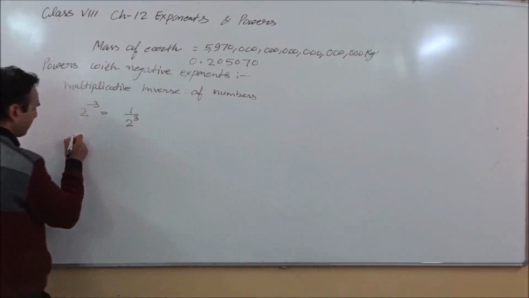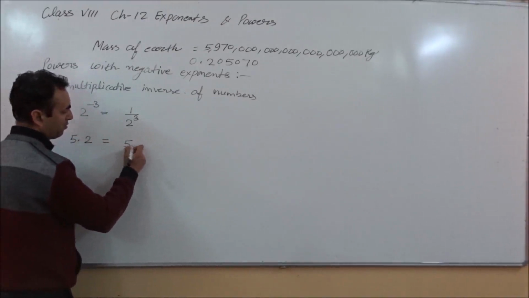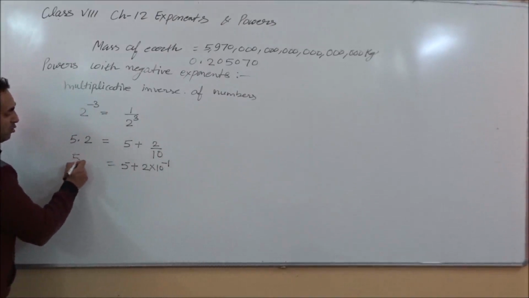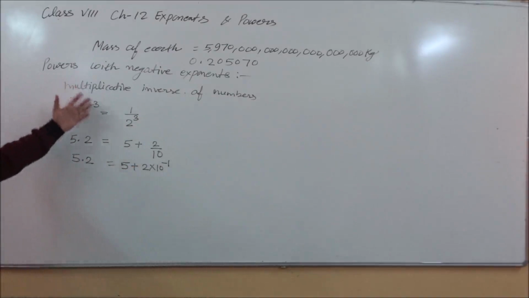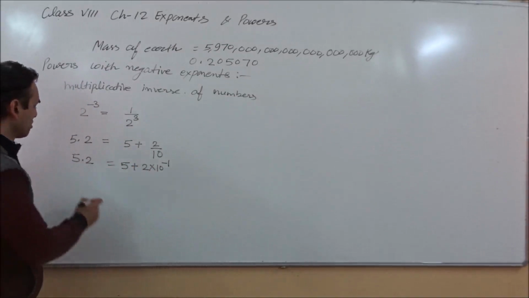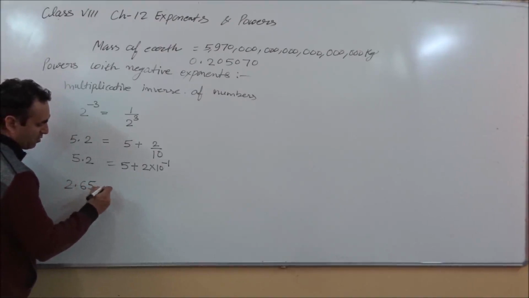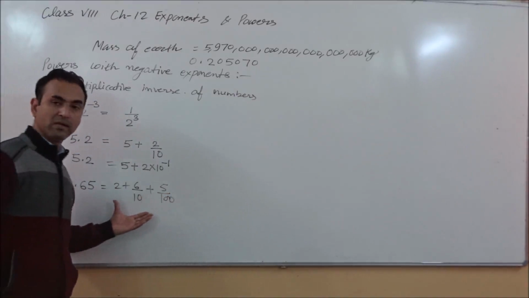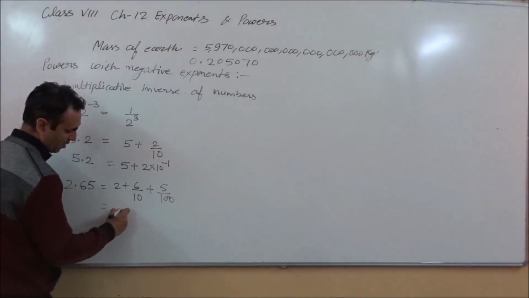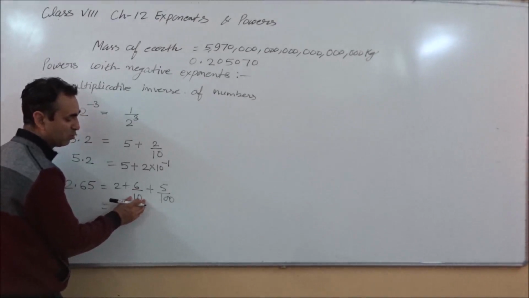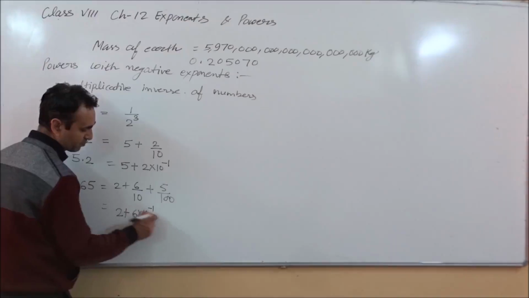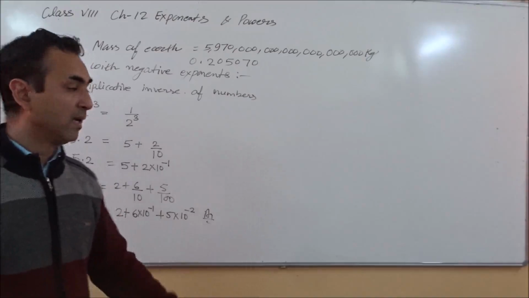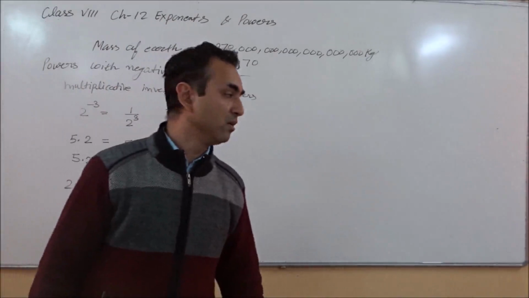Sometimes we are given a decimal number like 5.2. So how can we write it? 5 plus 2 upon 10, and 2 upon 10 can be written as 2 into 10 raised to minus 1. So 5.2 can be written using the negative exponent as 5 plus 2 into 10 raised to minus 1. Suppose a number 2.65 is given, then you can write 2 plus 6 upon 10 plus 5 upon 100. You know this is decimal chapter knowledge. Now we are just changing the denominator into exponent form: 6 into 10 raised to minus 1 plus 5 into 10 raised to minus 2. So this is the use of negative exponents in our daily life. We can represent a number in a very easy manner in the form of power and exponent.